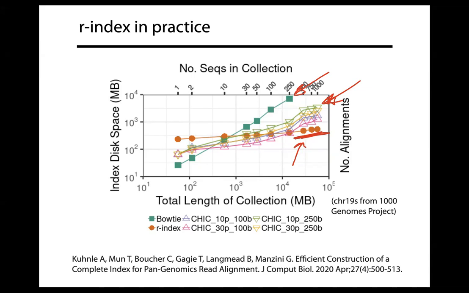The other thing I think is worth emphasizing is that the R-index came from a group of theory folks. It's not the most tuned thing in the world. Bowtie's been around for more than a decade and it's been very highly tuned. So the fact that something was able to beat Bowtie so effectively at these larger numbers of genomes was very promising, even if the software itself maybe wasn't really ready for prime time.